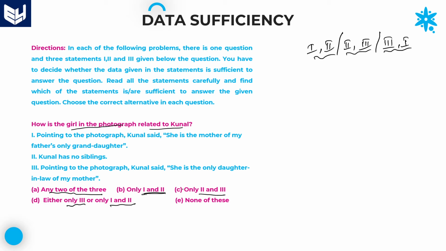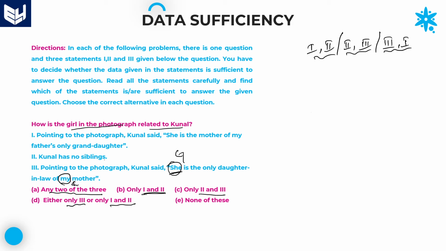So if it is not possible, we can directly eliminate option C, right? Now if you see this one, only 2 and 3. By using only 2 and 3, Kunal has no siblings. And coming to the third one, pointing to a photograph, Kunal said, she represents the girl in the photograph, only daughter-in-law of my mother.